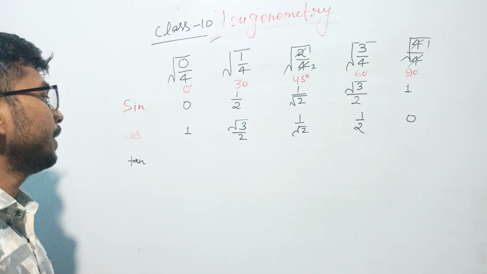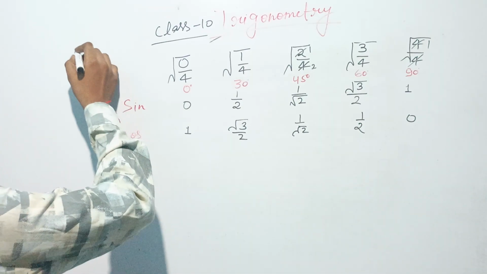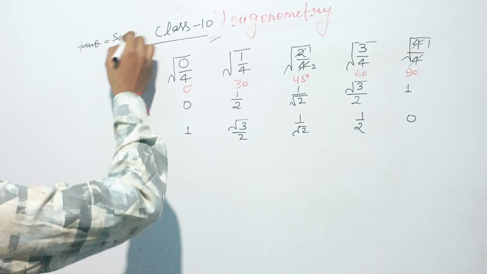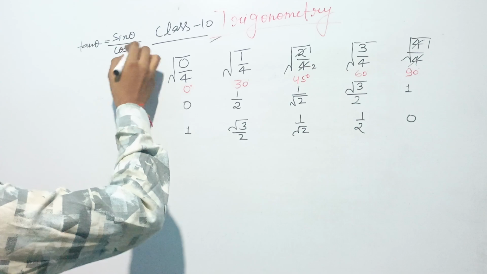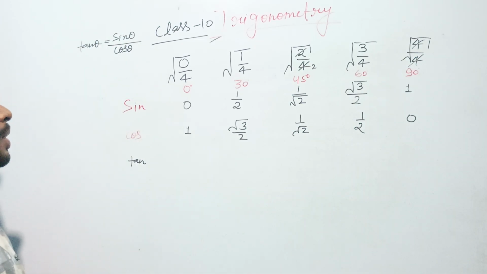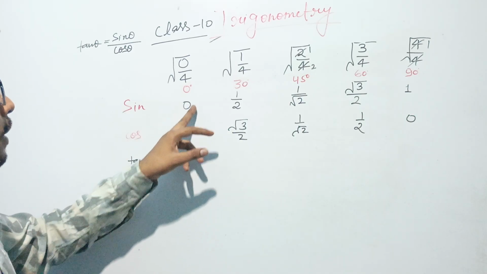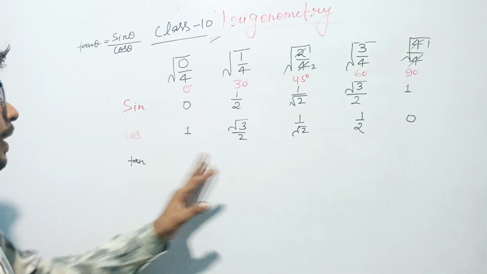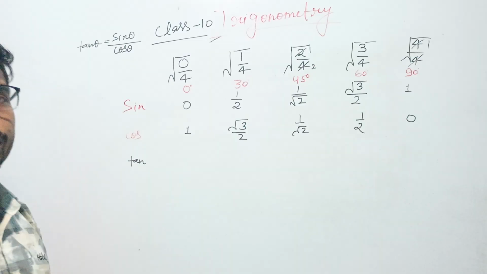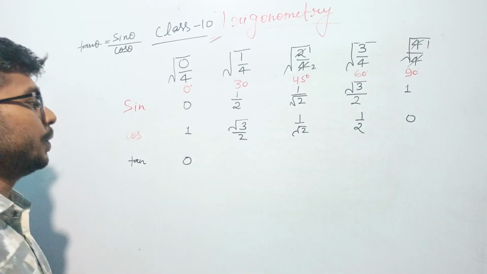So what is tan theta? There is actually a formula: tan theta is equal to sin theta upon cos theta. So when we take the ratio of these values, we can get tan. Let's do 0 by 1. I told you 0 divided by any value you will get 0. So tan 0 is 0.